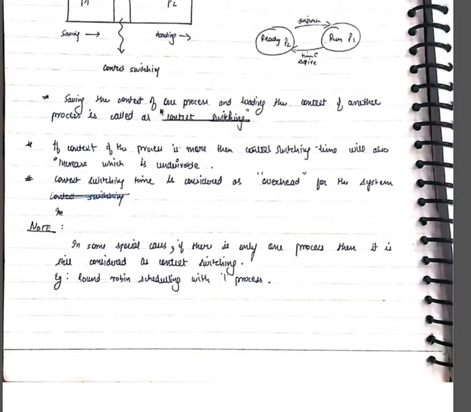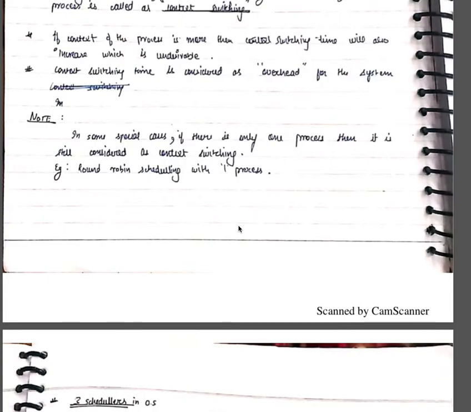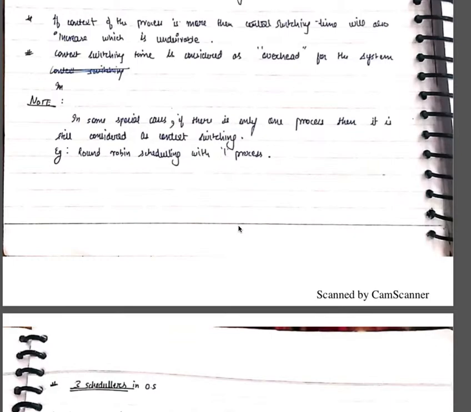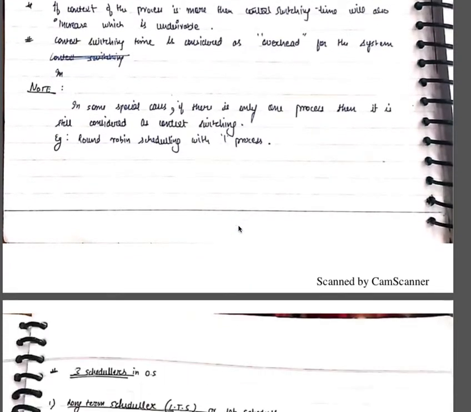I have written that it is saving the context of one process and loading the context of another process. It might be possible that one process and another process are the same process, because in round robin scheduling, if I have only one process that requires 10 milliseconds and I have a time quantum of 2 milliseconds, then I'll be scheduling P1 to the CPU for 2 milliseconds, then I'll be preempting it, stopping it after 2 milliseconds, and then since I have P1 only, I'll be scheduling it again to the CPU, right? Stopping it, again scheduling it, stopping it, again scheduling it. In that case context switch does take place, and it will also be called a context switch, right?